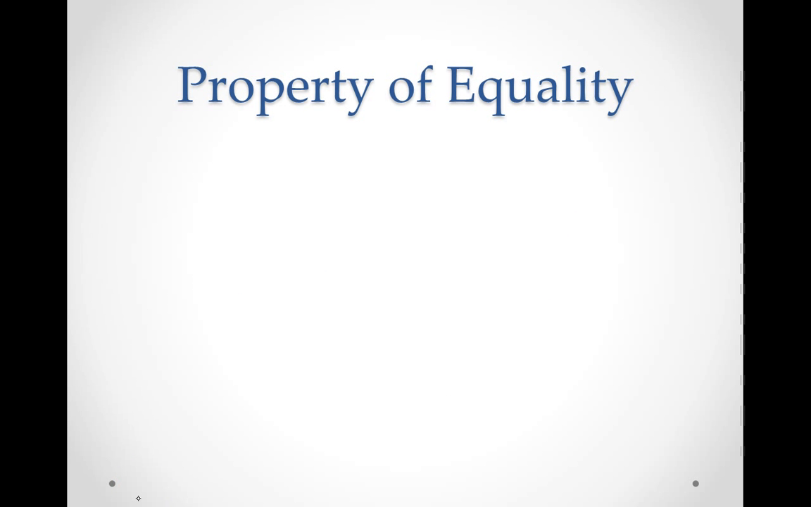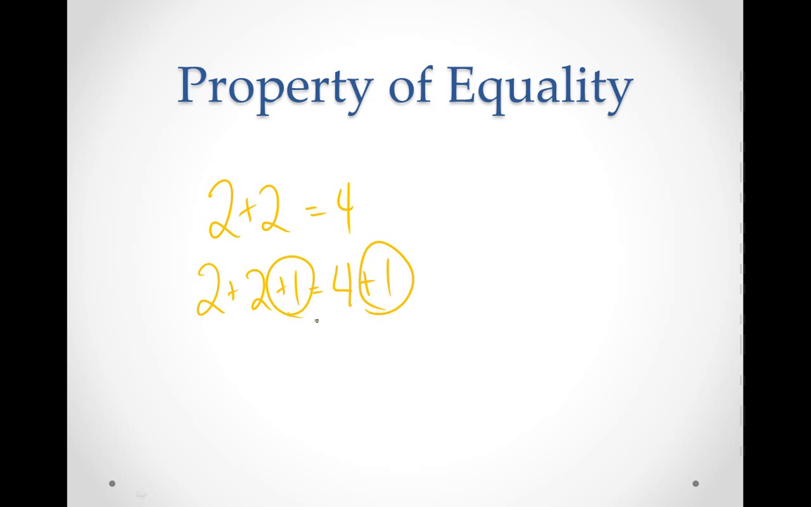Now remember last time we talked about the property of equality. That said that what we do to one side, we have to do to the other side. We used the example 2 plus 2 equals 4. And we said that if we wanted to add 1, we could, but we have to do it to both sides, just like this. Alright, and we can do that with adding, subtracting, multiplying, or dividing, along with some other things.